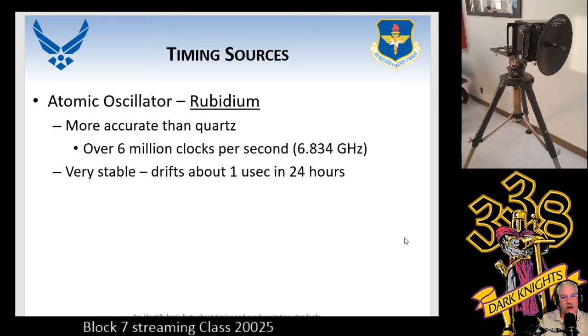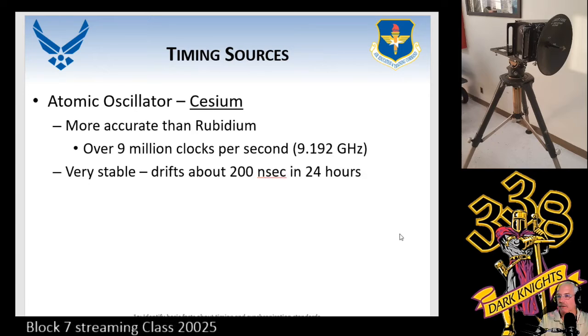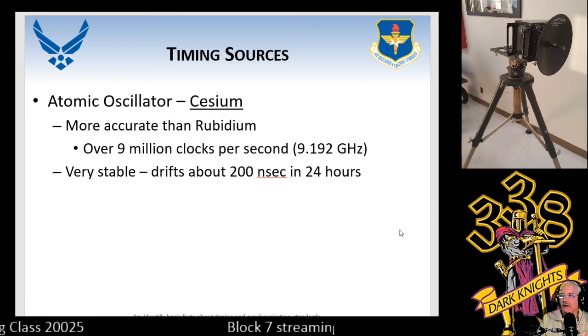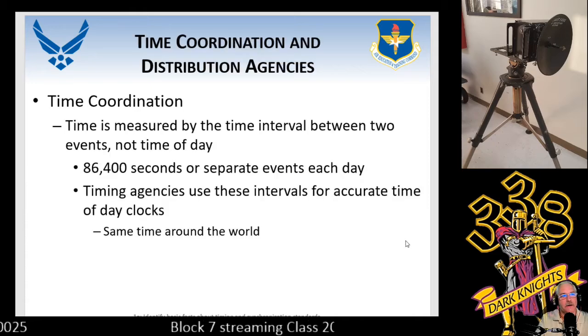You can see how accurate they are when you compare it to a quartz, and this is rubidium, but the newest one that they have up in the GPS satellites are the cesium. It is more accurate than rubidium. And this is a comparison. You don't need to know how many cycles per second it is, but you just need to know that the cesium is more accurate than rubidium when it comes to atomic oscillators.